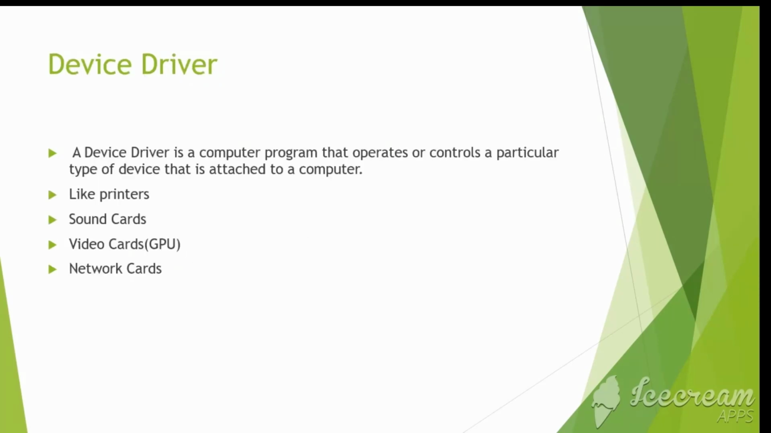Then you have device drivers. A device driver is a computer program that operates or controls a particular type of device attached to the computer, like printers, sound cards, video cards, network cards. All these attachments require particular drivers for them to run. A printer might need a particular driver installed onto the operating system for you to be able to have printouts done. Same applies with sound cards. For you to have sound, if you have attached the sound card onto your motherboard, you might need an actual device driver to run that sound card.